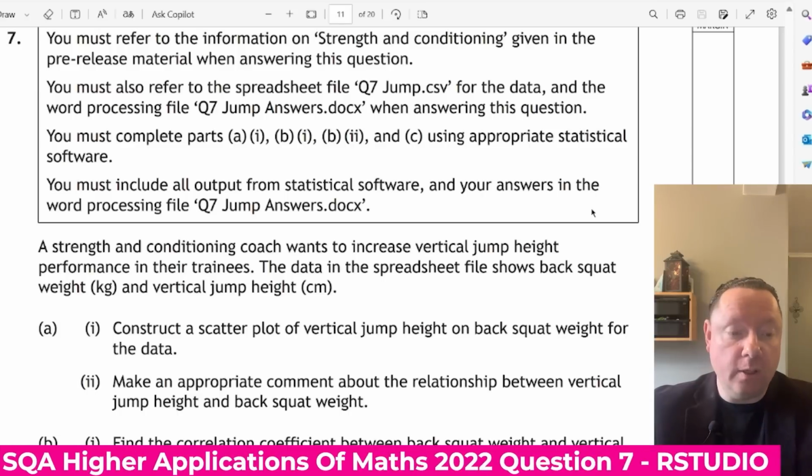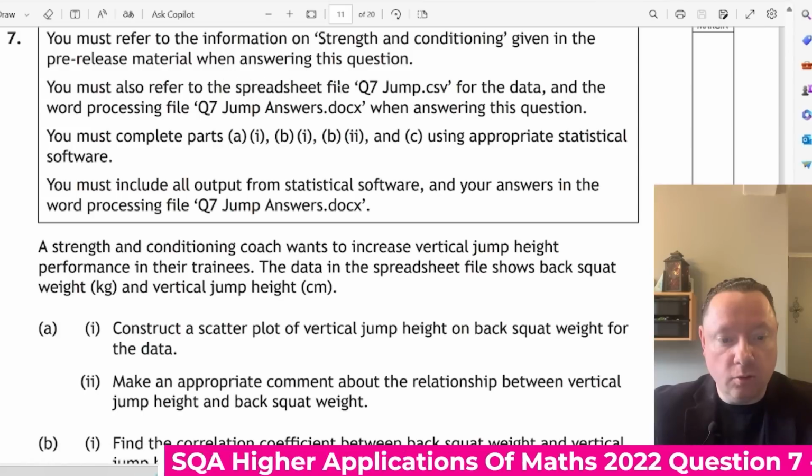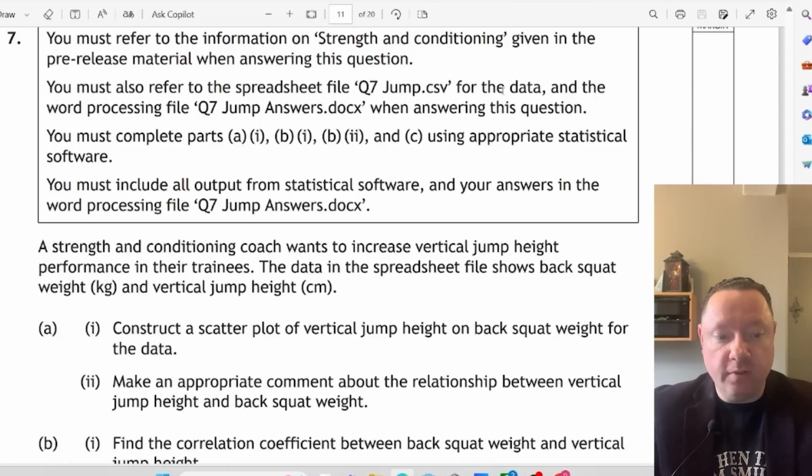High Application Maths 2022 question 7. You must refer to information, strength and conditioning given the pre-release material when answering the question. You must also refer to the spreadsheet Q7 jump for this question, and we have to complete some stuff. So let's have a look.